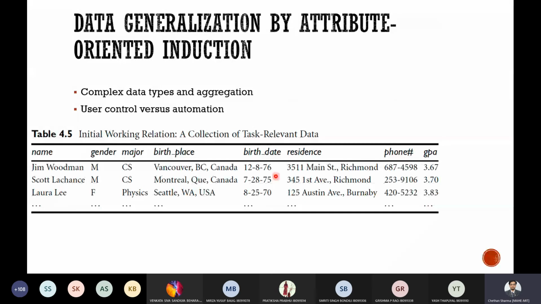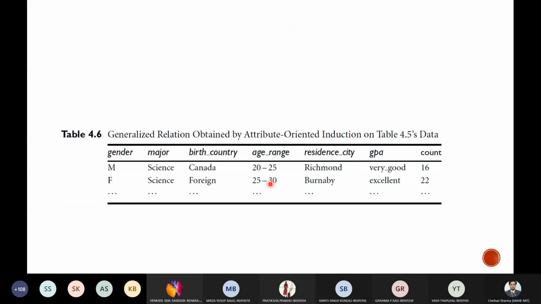Next is birth date. Again, it can contain too many values. Go one step higher and make it age. Go one step higher in the hierarchy and make it age range. Okay, so that will reduce the number of values here.